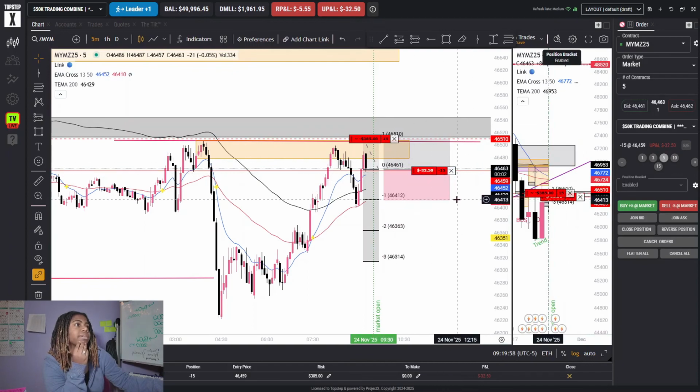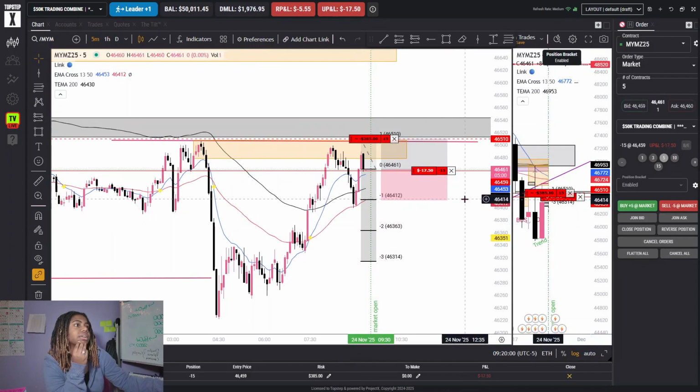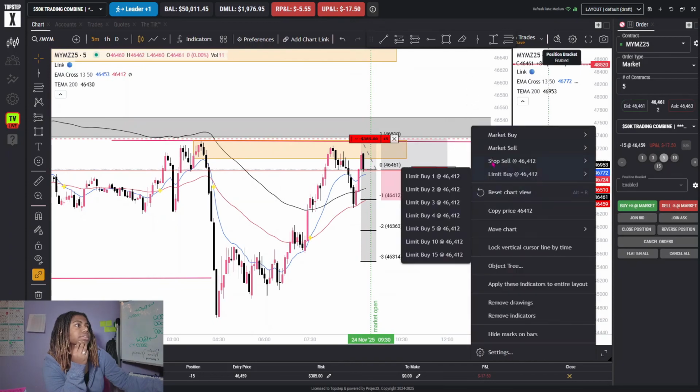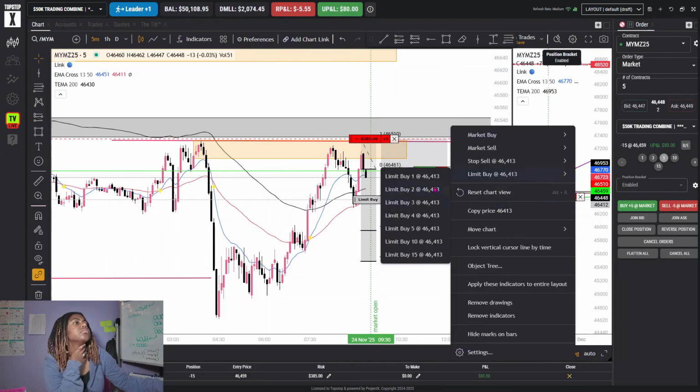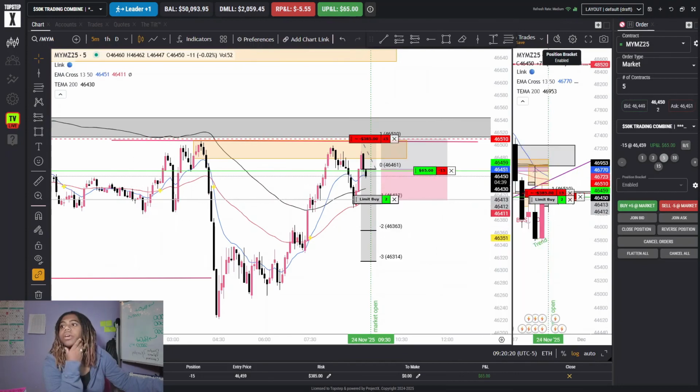Okay, just added on 5 contracts. That was my fault. I did not want to do that. Okay. Limit buy is always going to be your opposite. So now I'm going to take off 12 contracts.